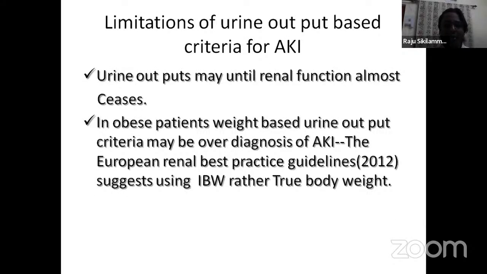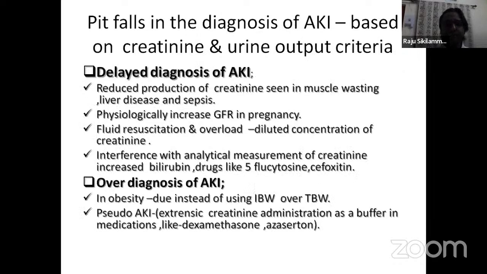Then urine output may be preserved until renal function almost ceases. In obese patients, the weight-based urine output criteria may overdiagnose AKI. The European Renal Best Practice Guidelines in 2012 suggest using the ideal body weight rather than the true body weight. Then the main pitfalls of the serum creatinine and urine output criteria are that they delay the diagnosis of AKI.